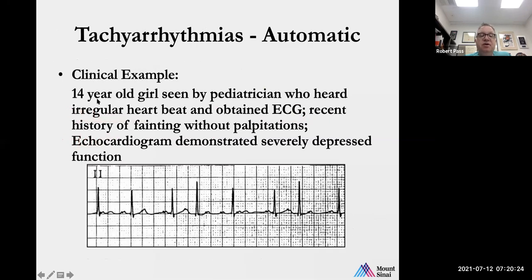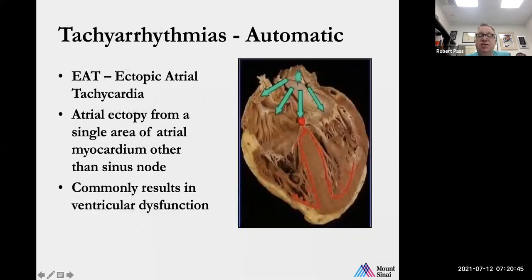So this is an example of a 14-year-old girl seen by the pediatrician for an irregular heartbeat, who obtained the EKG. She had fainted, but did not have palpitations. The echo demonstrated severely depressed function. We see here that the atrial rate is relatively fast, about 150 to 170 beats per minute. There's intermittent conduction block. And this is just an example of ectopic atrial tachycardia in which there is ectopy from a single area of atrial myocardium other than the sinus node.